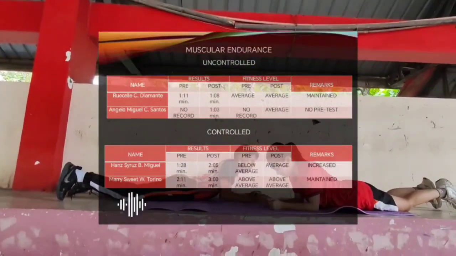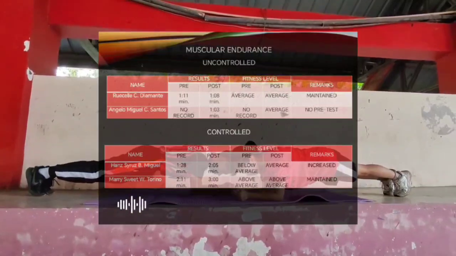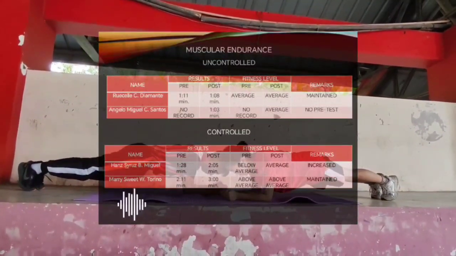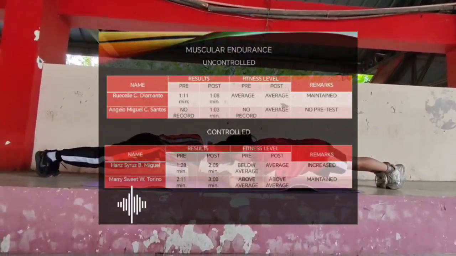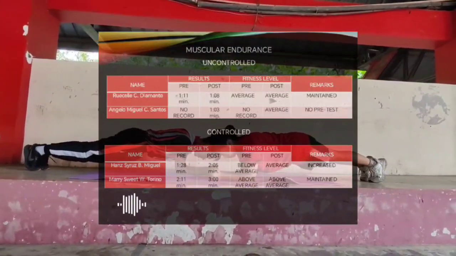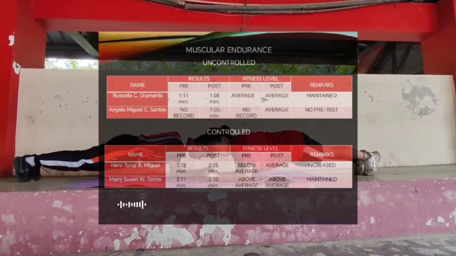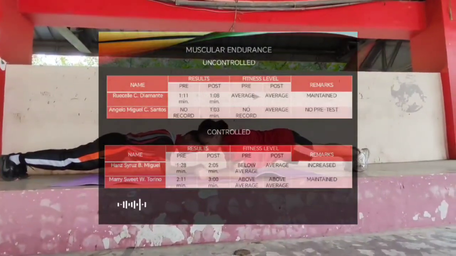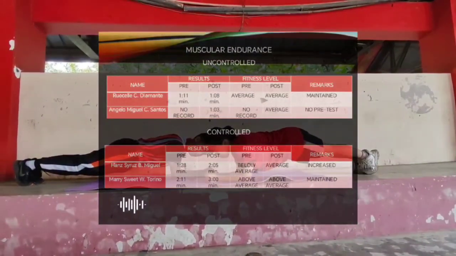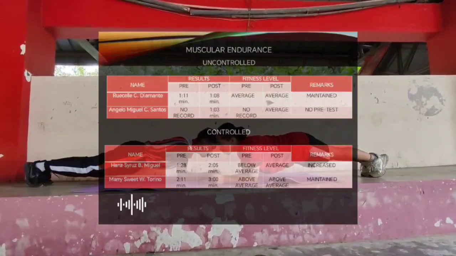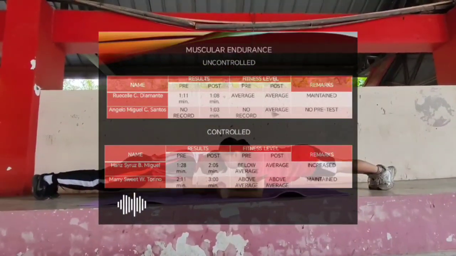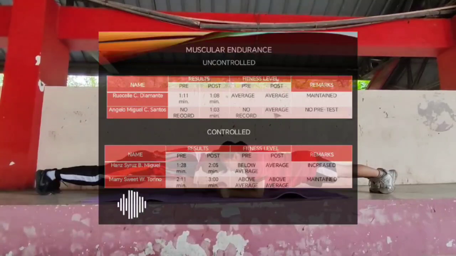The next is the controlled group. So we will begin with Cyrus Miguel. The result of his pre-test is 1 minute and 28 seconds, and his fitness level is below average. The next is his post-test, which resulted in 2 minutes and 5 seconds, and his fitness level is average. So his remarks has increased. The reason why it has increased is due to his frequent training which involves muscular endurance.